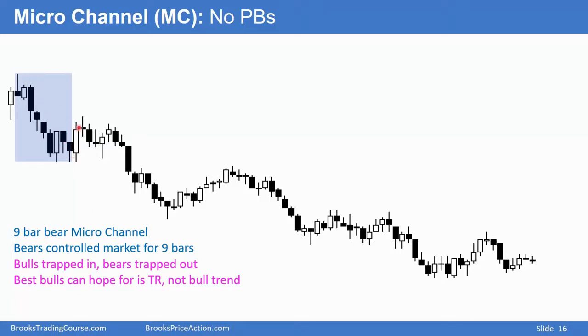We finally get a reversal. We finally get a bar that goes above the high of the prior bar. So this is a pullback in a bear microchannel. It's probably a minor reversal. It's very unlikely that a 9-bar bear microchannel is going to turn into a bull trend. Much more likely, the best the bulls get is only a trading range. Because of that, traders will bet the bulls will fail. So they'll sell above bars. They'll sell above the high of the prior bar. They'll assume the reversal up will fail, and they'll sell below the low of the prior bar.